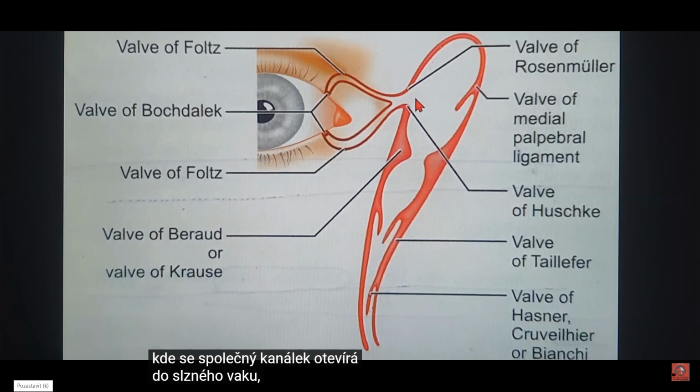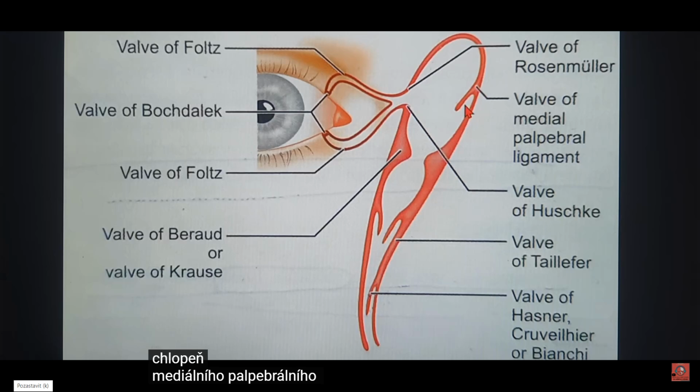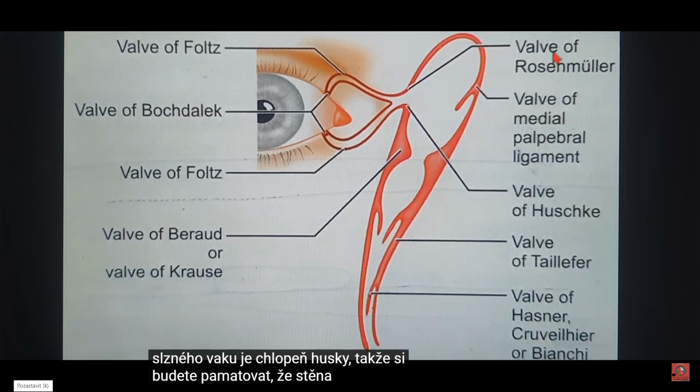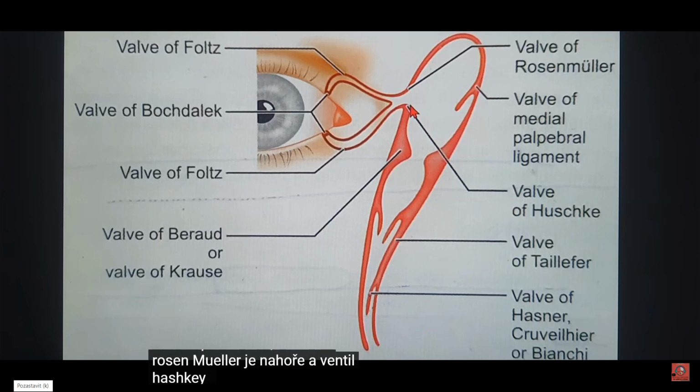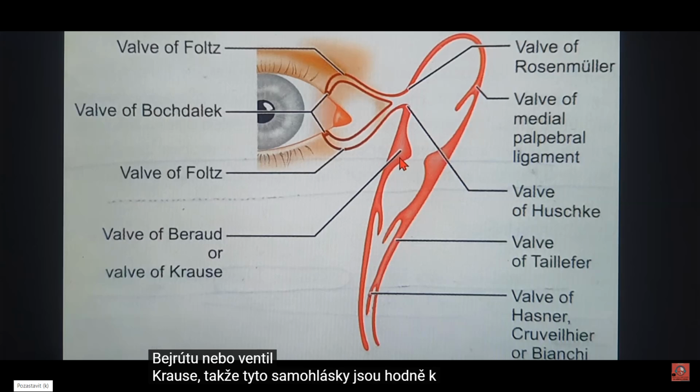Next, we're going to find at the medial side the valve of the medial palpebral ligament. So this is the area where there's a valve of the medial palpebral ligament. At the inferior aspect of the opening of the common canaliculus into the lacrimal sac is the valve of Huschke. So remember, the valve of Rosenmuller is above and the valve of Huschke is below. The next one we move to is the valve of Bianchi or the valve of Krause. These valves are a lot to remember, and sometimes the Viva question may go on these valves.